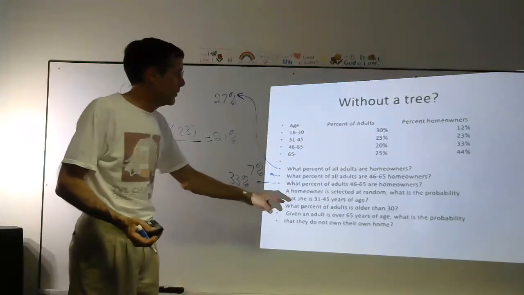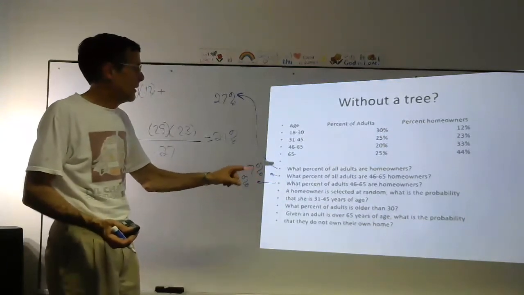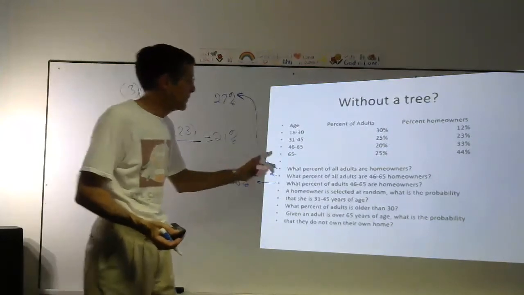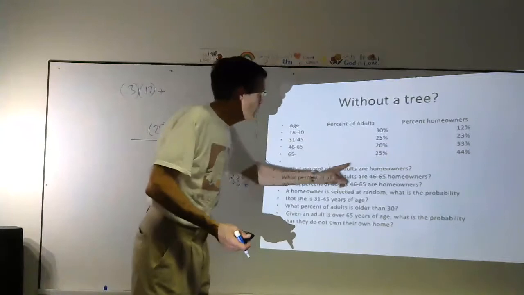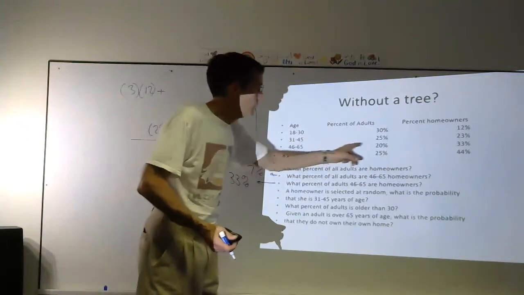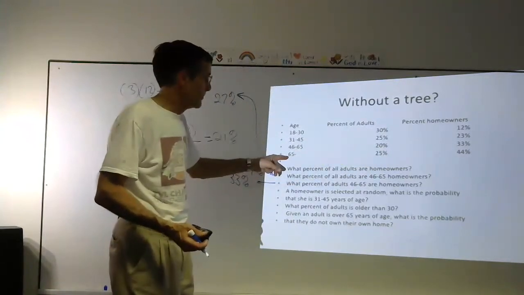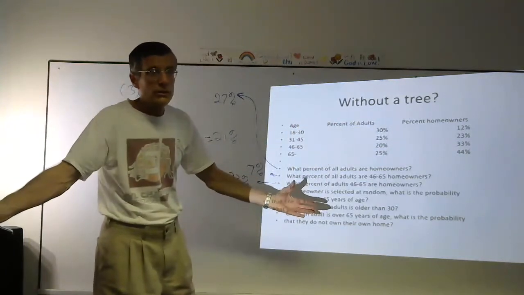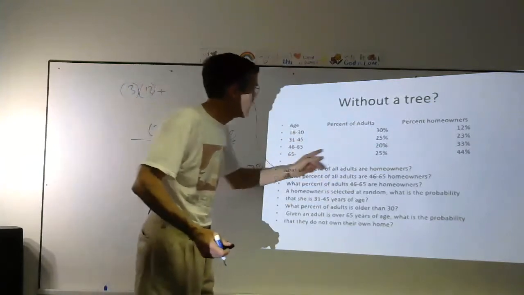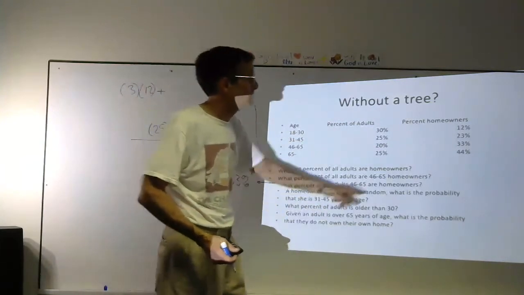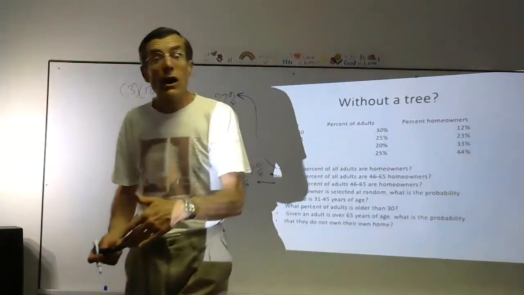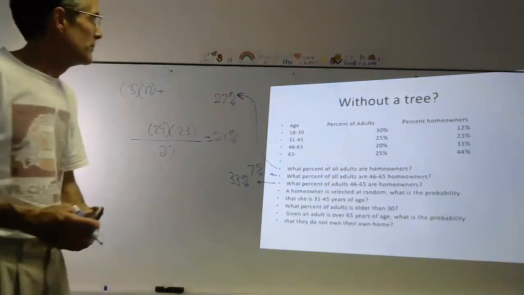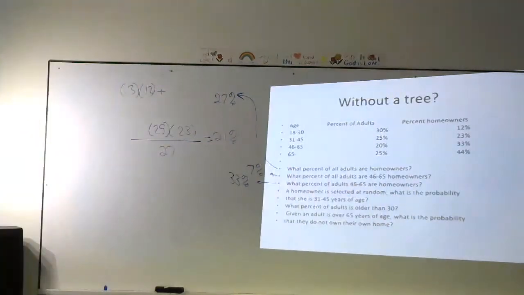Given an adult is over 35 years of age, what's the probability they do not own their own home? If you're over 65, you are in this group. You are already in this group, okay? We didn't say what's the probability of any adult. We said, what's the probability of someone in this group not being a homeowner? Well, it's 44% that they are. So to find the percentage that they're not, you simply subtract that from 1, and it should be 56%.